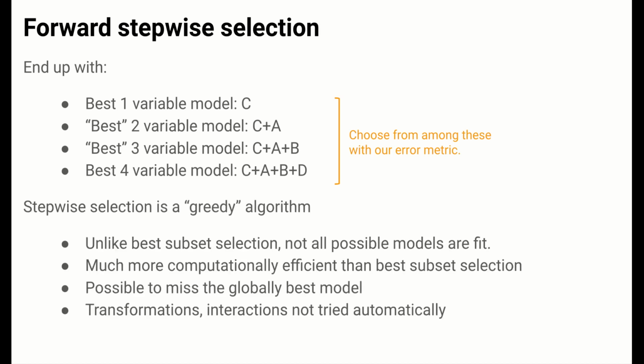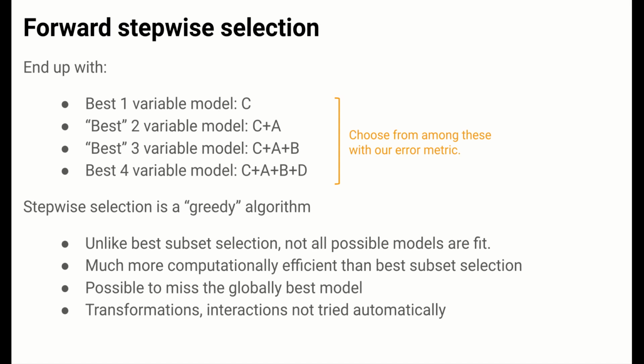This time, best is in quotes because the models selected in forward stepwise selection might not actually be the best 2 and 3 variable models. Why? Because stepwise selection methods are so-called greedy algorithms, they don't fit all possible models. In the first stage, all possible 1 variable models are fit, and there's only one possible 4 variable model which is fit. But not all of the 2 and 3 variable models are explored because we restrict ourselves to models that contain C in stage 2 and models that contain both C and A in stage 3.